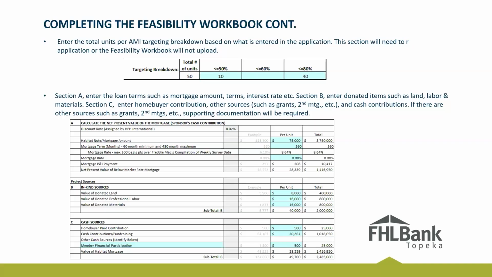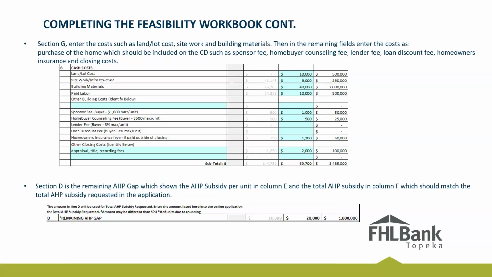Section C, enter homebuyer contribution and other sources such as grants, second mortgages, etc., and cash contributions. If there are other sources such as grants, second mortgages, etc., supporting documentation will be required to be uploaded. Under Section G, enter the costs such as land lot costs, site work, and building materials. Then in the remaining fields, enter the costs associated with the purchase of the home, which should be included on the CD, such as sponsor fee, homebuyer counseling fee, lender fee, loan discount fee, homeowner's insurance, and closing costs.